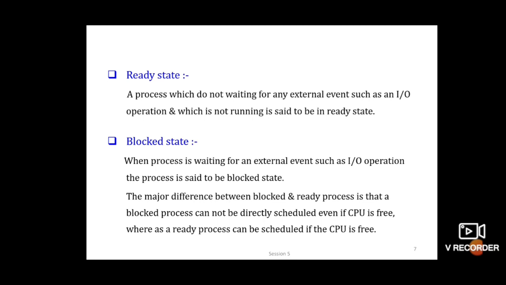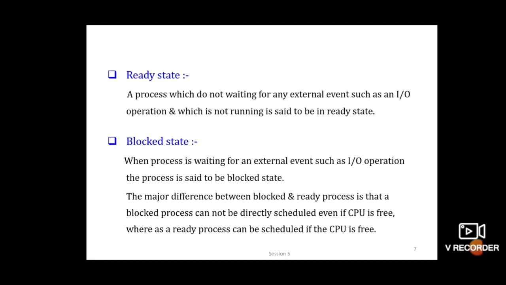Understood? In the ready state, it is not waiting for anything external, meaning it has completed the input output operation, but in the block state it has not completed the input output operation. If it doesn't have any data, then which data will be executed? So that process is in the block state.